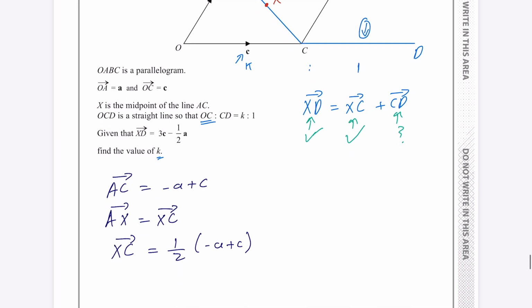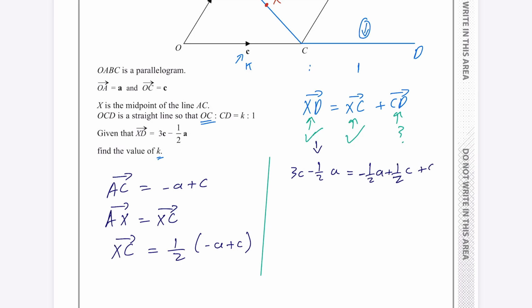So now if I keep going down here, and I'll just draw a line through there to separate the two out, I can write 3c minus a half a. I'm just writing this down here, which is XD, is equal to XC, which I've now found. I'm just going to expand that, so that's going to be minus a half a plus a half c, and I've gotten that from here.